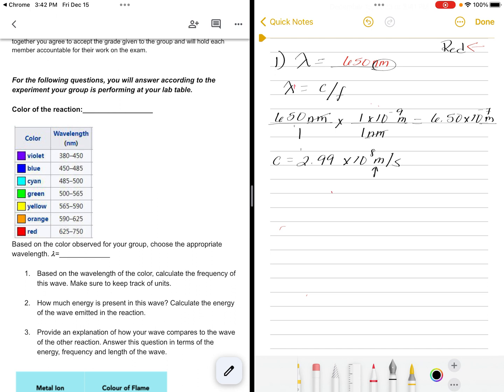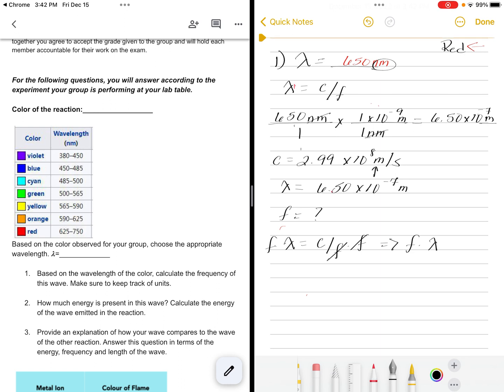Now, if I have a value of wavelength and I know that the speed of light is constant, because now my wavelength is equal to 6.50 times 10 to the negative 7 meters, then what I'm looking for is the frequency. So let's do the algebra. Wavelength equals speed of light divided by the frequency. If I multiply both sides by frequency, they're going to cancel. And then this becomes frequency times the wavelength is equal to the speed of light.